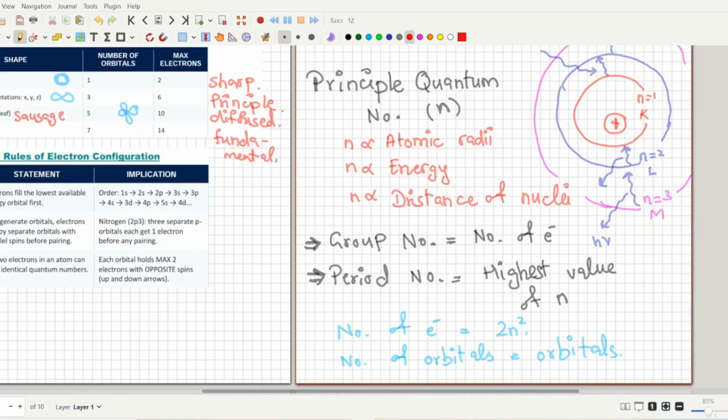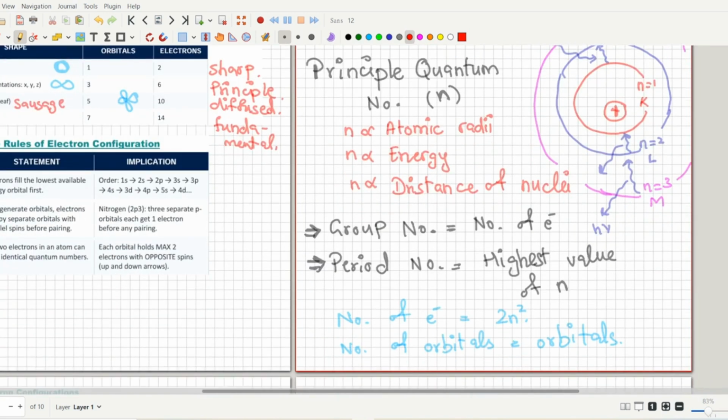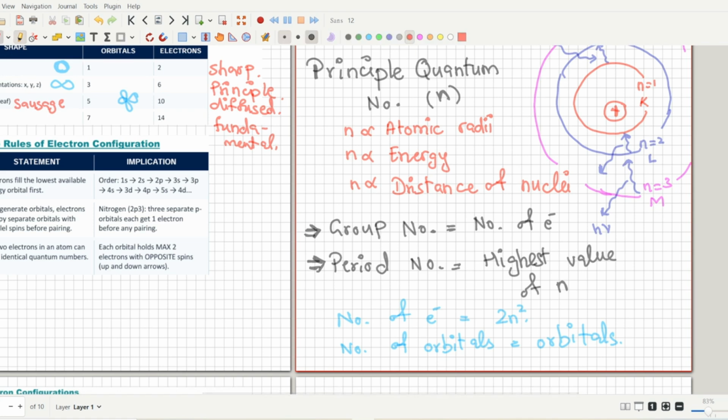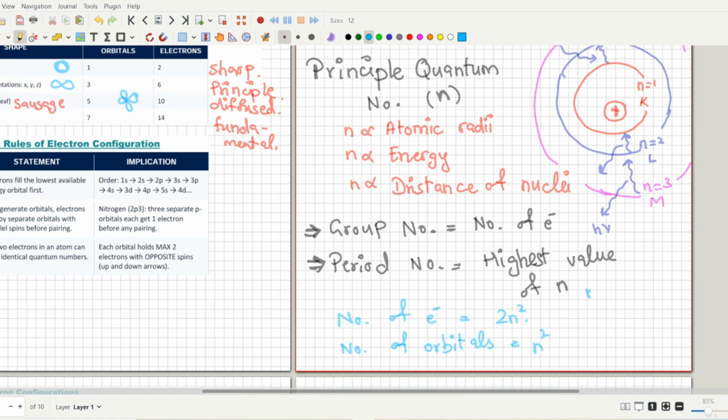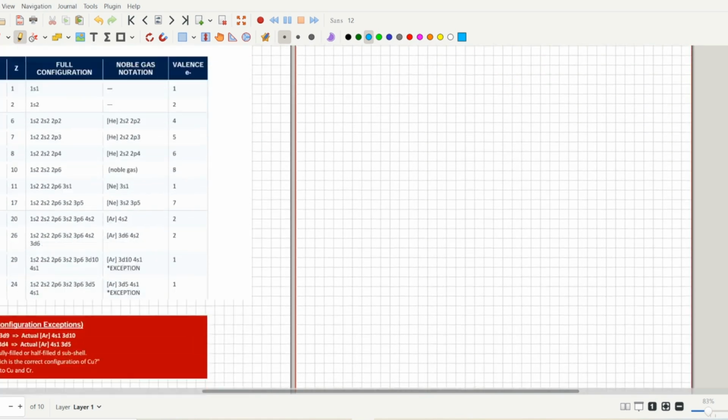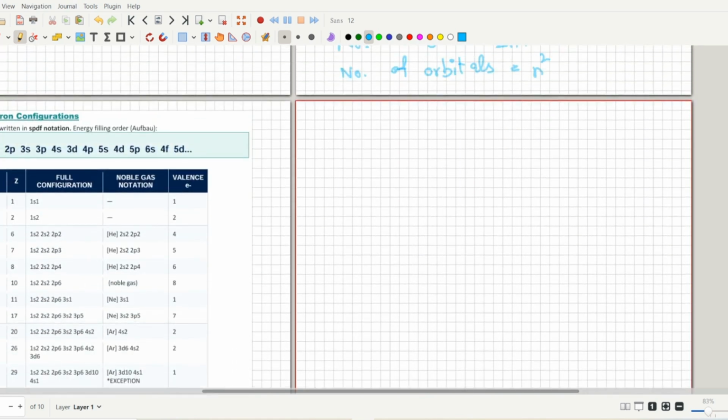What about the number of orbitals? Sorry about that, I just wrote the formula wrong. The number of orbitals are equal to n square. So that was about the shortcut formulas and the thing about principal quantum number. Let's move on to our next quantum number.